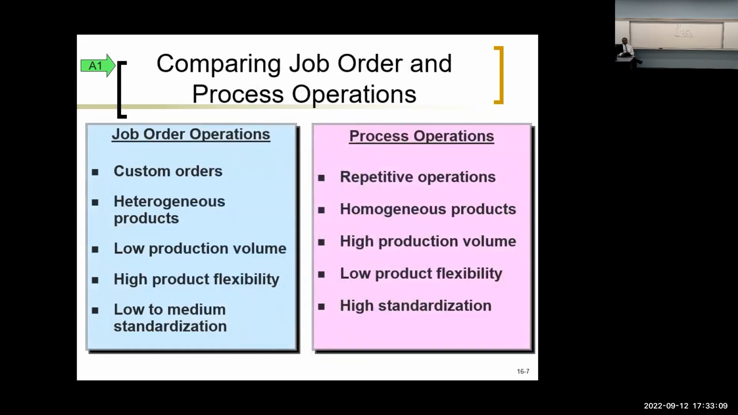Now, this is a comparison between job order costing and process costing. As I said before, job order is custom. And what we're going to see in chapter 16, process is repetitive. It's not custom. Nobody comes in and says, I want a custom made thumbtack. Doesn't happen, right? As a result, job order has very heterogeneous products, whereas process is homogeneous. All of them look the same. Job order is low production, process is high production. Job order has high product flexibility. They can make different types of products all the time. Process operations, no, they're all going to be the same. So as a result, the last part is high standardization in process operations, and low standardization at best, medium, in job order costing.